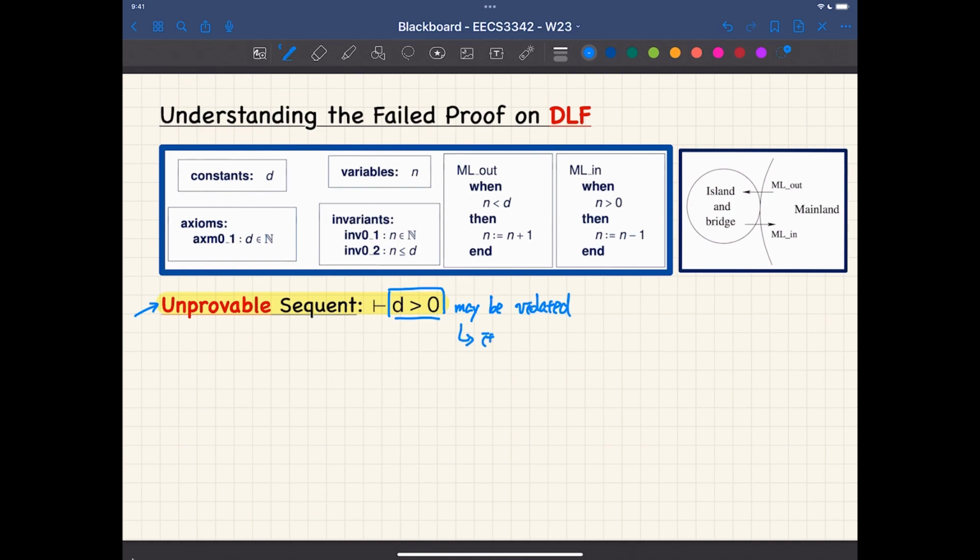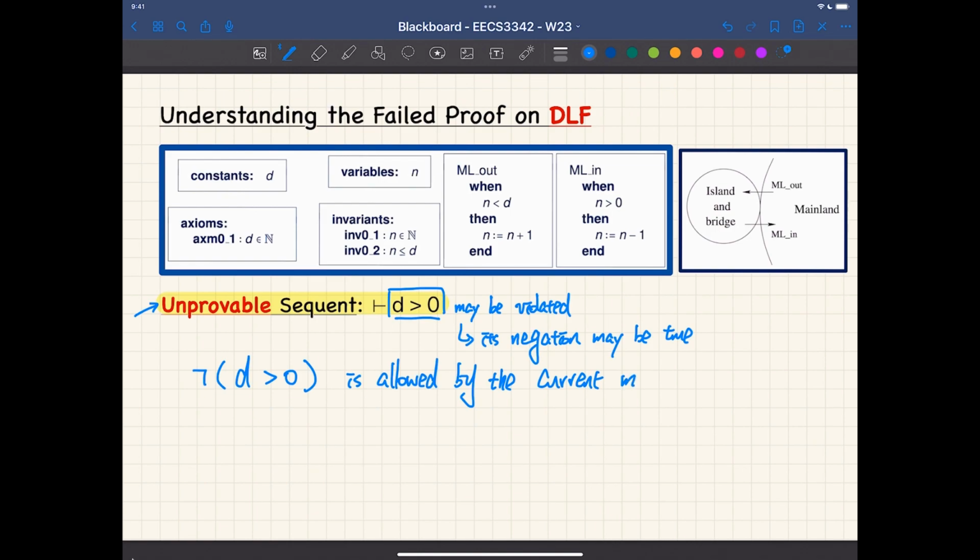That means its negation may be true. And we want to dive a little bit deeper into this. Maybe true. That means not the case. D larger than 0 is allowed by the current model. Let me say that again.